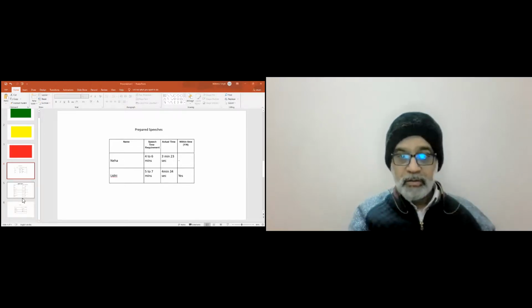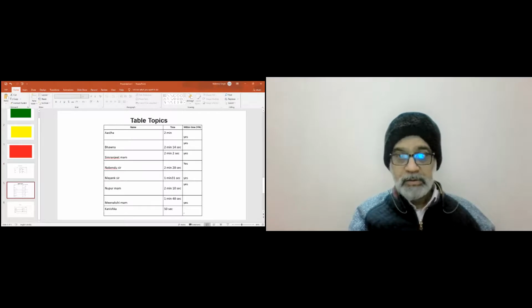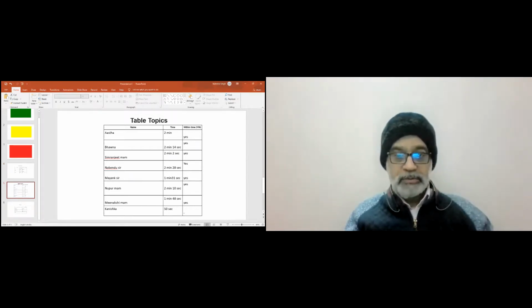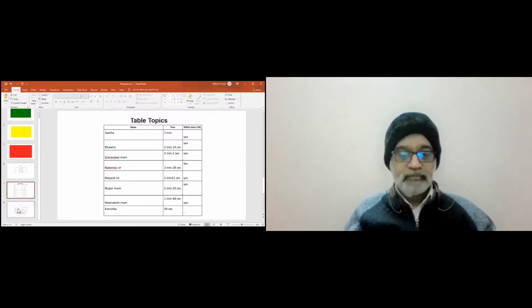And coming to the table topics portion, first was Astha. She spoke exactly for 2 minutes. Then came Bhavna. She spoke for 2 minutes and 14 seconds, which is again very good. Simranjeet ma'am spoke for 2 minutes and 2 seconds. Nabendu sir spoke for 2 minutes and 28 seconds. Mayank sir spoke for 1 minute and 31 seconds. Nupur ma'am spoke for 2 minutes and 10 seconds. Meenakshi ma'am spoke for 1 minute and 48 seconds. And Kanishka spoke for 50 seconds. So that's done with table topics.